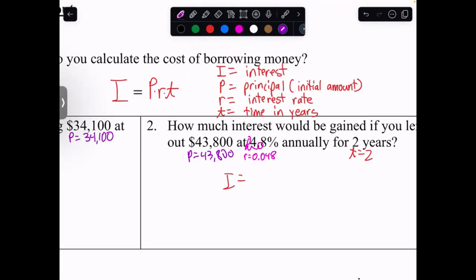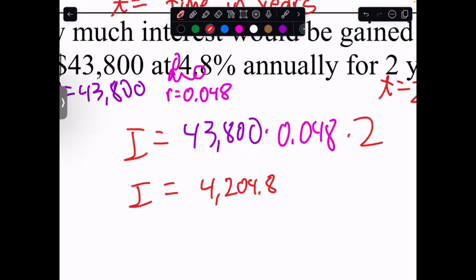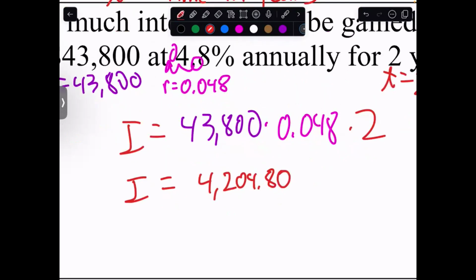Okay, so we know the principal, we know the interest rate, and we know the time in years. So we would just multiply. These are all on the same side of the equal sign, so you just multiply them together. Okay, so now we're dealing with money here. So my calculator says 4204.8. We would typically go to the second decimal place for money, right? So we can more easily read, oh yeah, it's 80 cents.